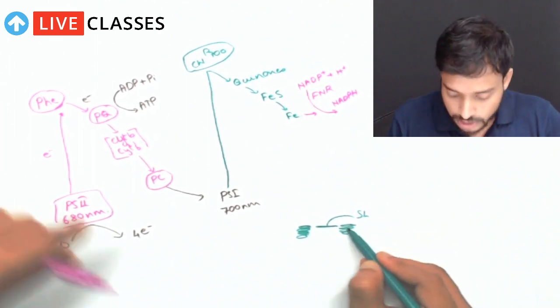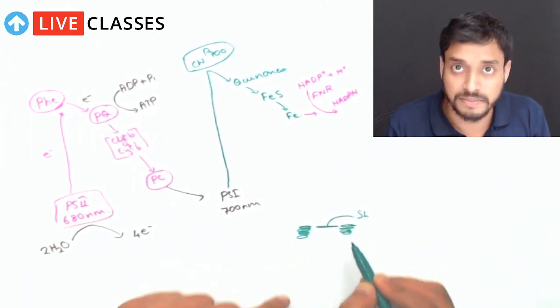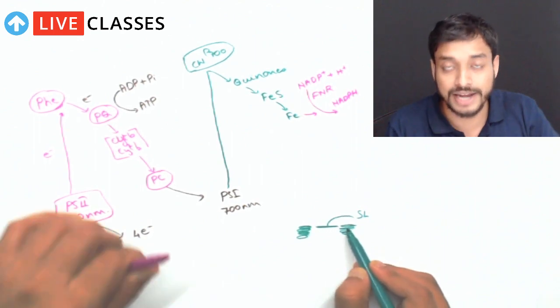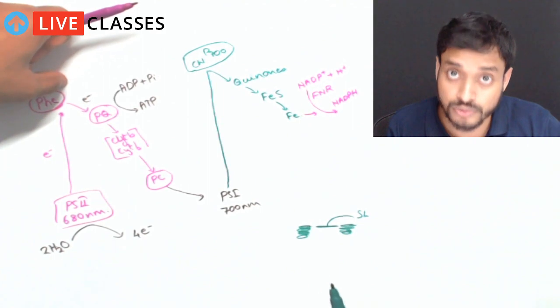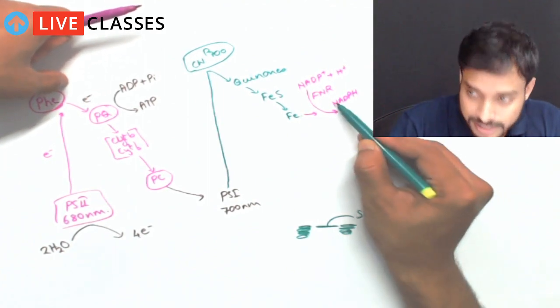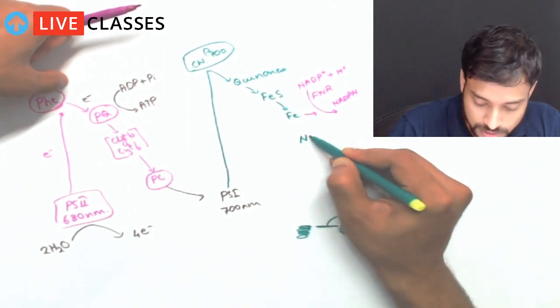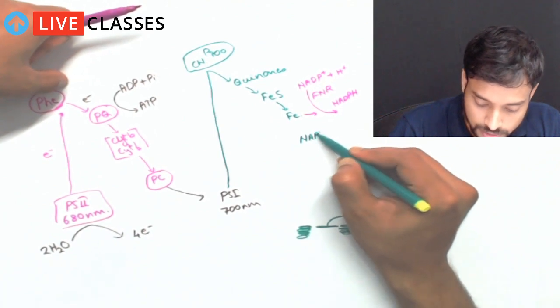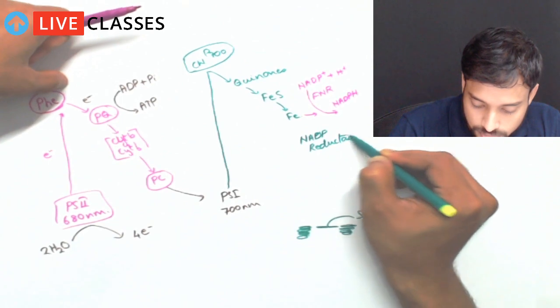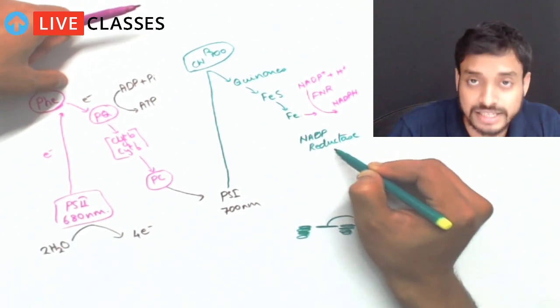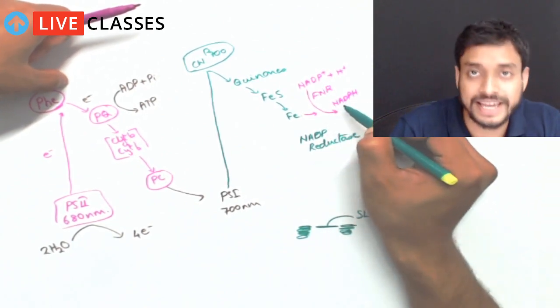Now this grana has the membrane of the thylakoids present in the grana. It has both photosystem 1 and photosystem 2, as well as this enzyme, NADP reductase. Correct? This reductase is necessary so that NADPH is formed.